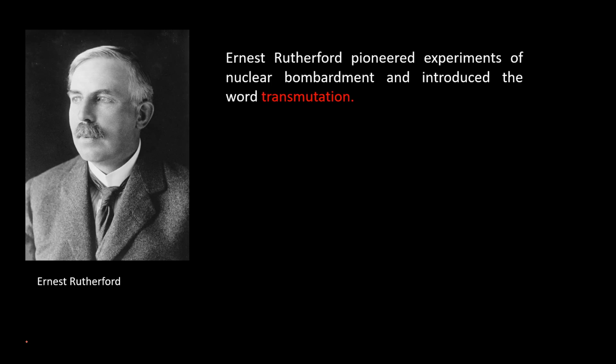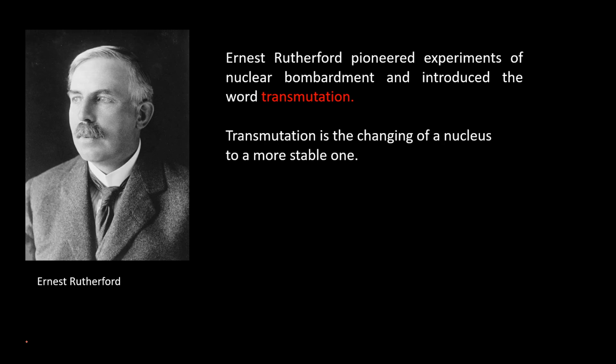Marie and Pierre Curie said that this radiation is natural radiation emitted by the uranium because of the instability of its nucleus. Ernest Rutherford pioneered experiments of nuclear bombardment and introduced the word transmutation. Transmutation, as it was in alchemy, is the changing of the nucleus of an atom to another nucleus, and this is because the nucleus is unstable and wants to achieve stability.